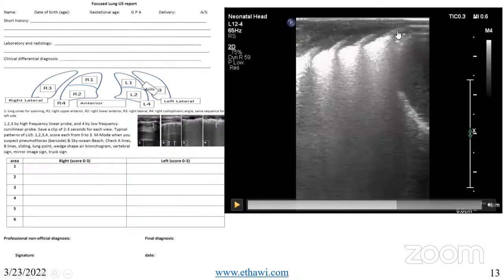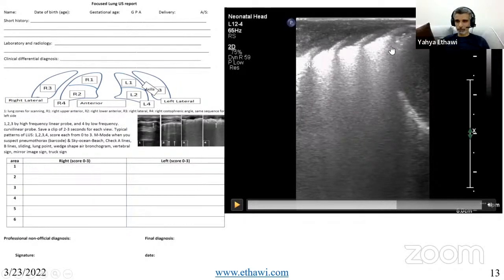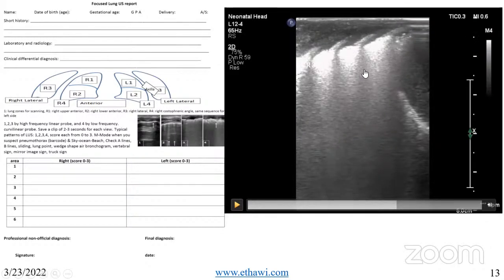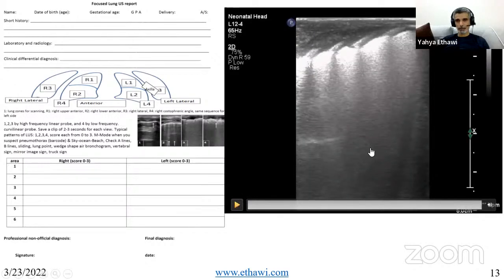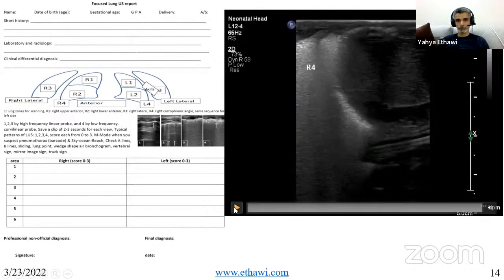Yeah, you see, is there an area of consolidation here, like there is air bronchogram somewhere? There is air bronchogram, so I won't call it consolidation because there is no clear boundary. Yes, but I agree there is something replacing the lung. And there is one A line, as you said.